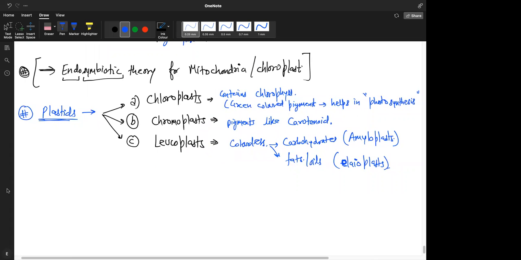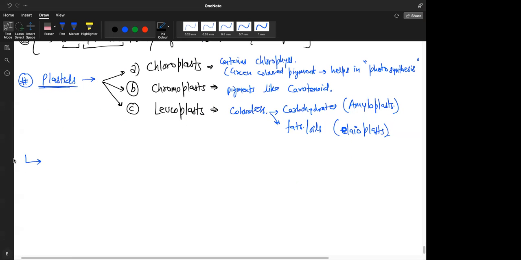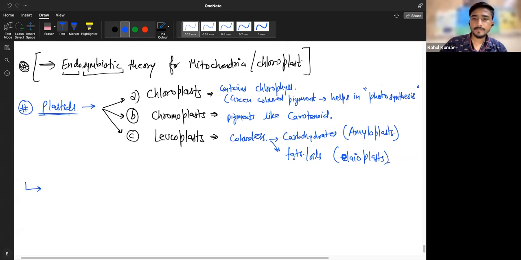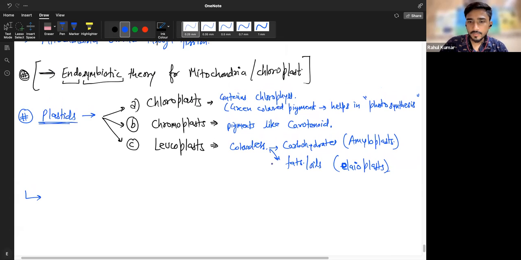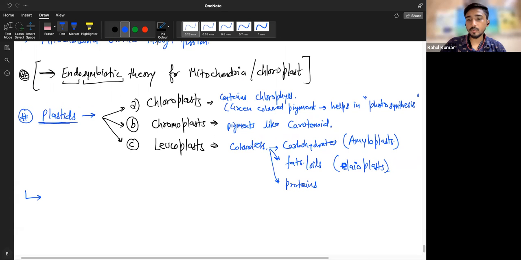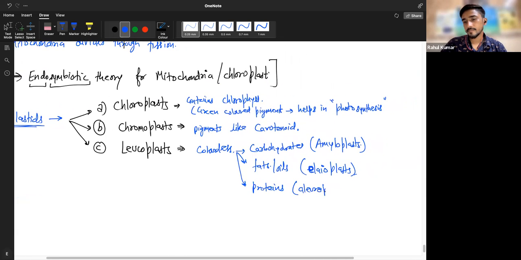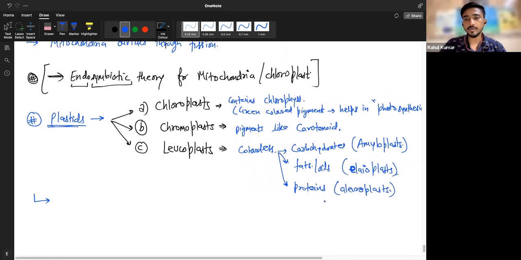Yes. Okay. Now let's come to the plastids, the basic things about it. So start writing. These leukoplasts also store protein, right? Yes, right. Forgot that. They are called aleuroplasts. They are also protein storing leukoplasts. They're called aleuroplasts. Yes, thank you, Ira.